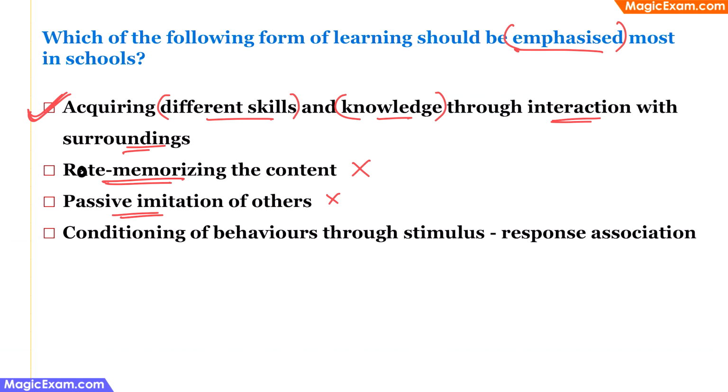The last one is conditioning behaviors through stimulus and response association. Now, if you look at it, in some schools, children are made to mug up or rote learn tables. So as soon as they see the tables, they can just repeat whatever they remember. Whether they know what the tables mean or not is not clear, right? But they remember the tables irrespective of whether they understood it or not. Therefore, conditioning behaviors through stimulus and response, such as conditioning students through giving them rewards or by threatening them with punishment, is also not a thing that should be emphasized. Therefore, the only thing that should be emphasized is acquiring different skills and knowledge through interaction with surroundings, which is the correct answer.